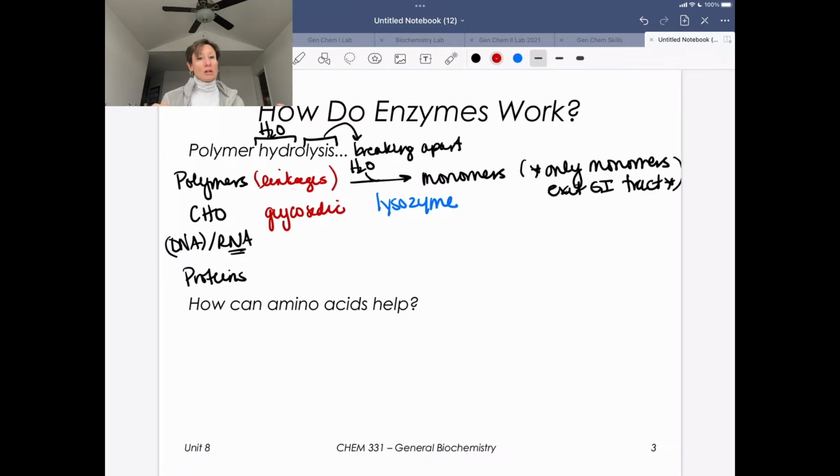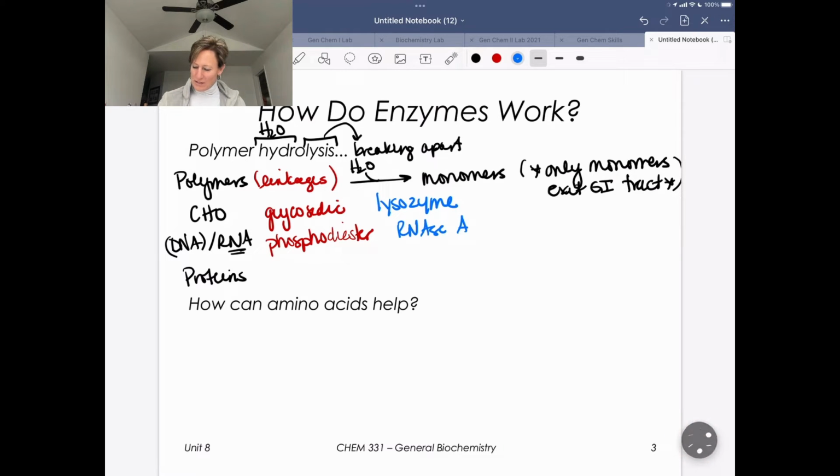Then we've got nucleic acids. Specifically, we're going to talk about RNA. And so we've got our phosphodiester bond, and we're going to specifically be studying RNase A. And I should have had, that's an uppercase A, RNase A. Sorry about that.